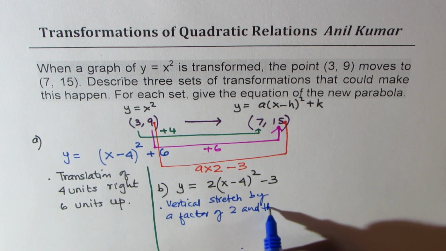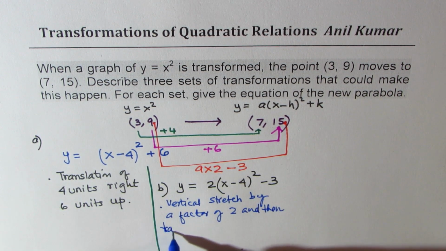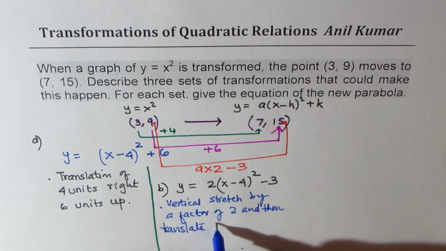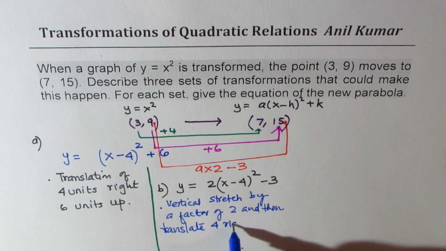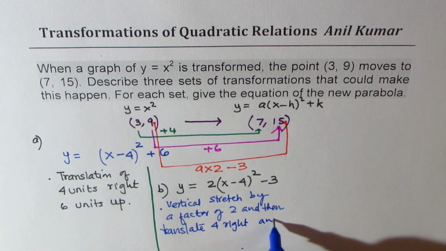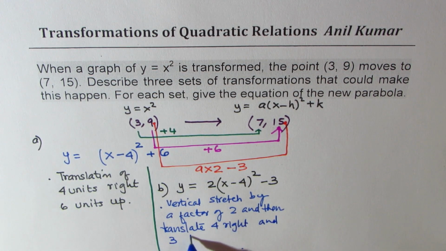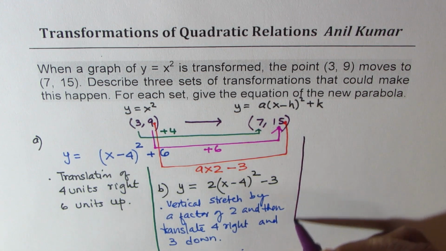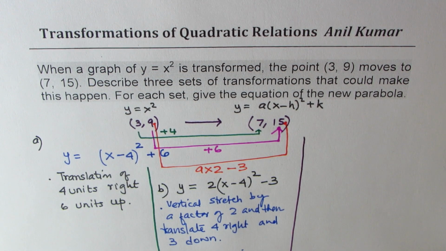and then translate 4 units right and 3 units down. Does it make sense? So you could do it like this also. So this becomes the second way of doing it. Now can you suggest to me a third way of doing the same thing? That is, to get the point (7, 15) from (3, 9).